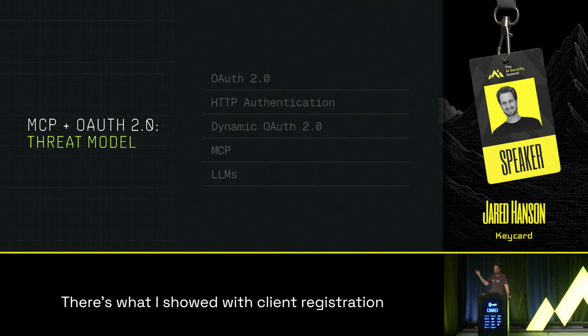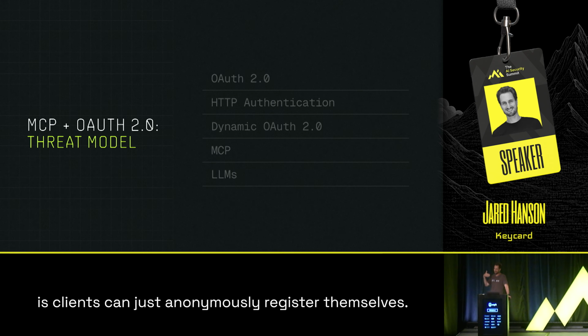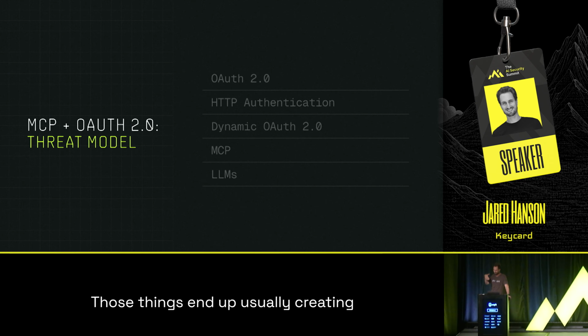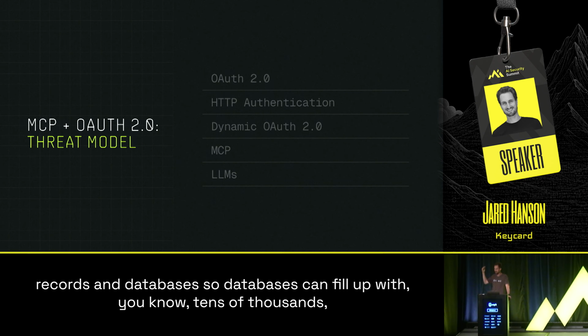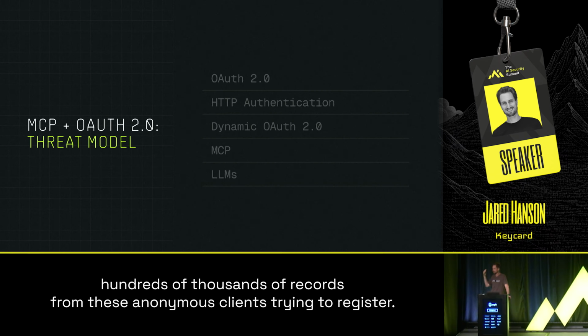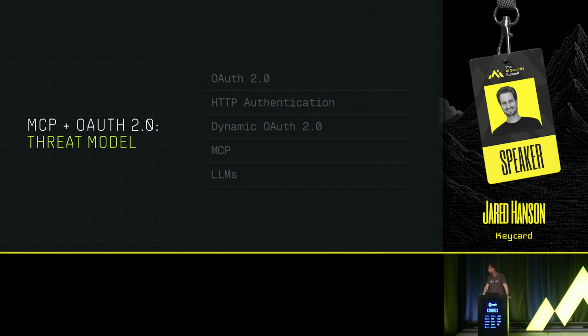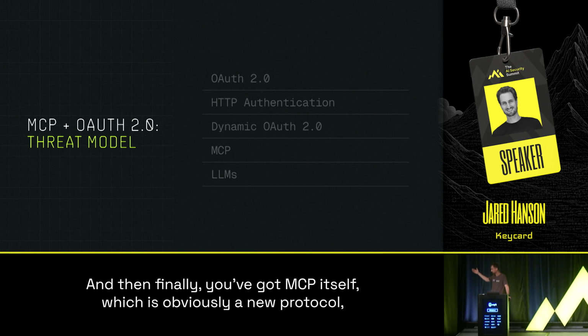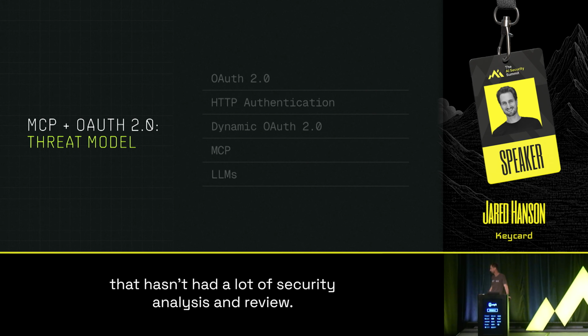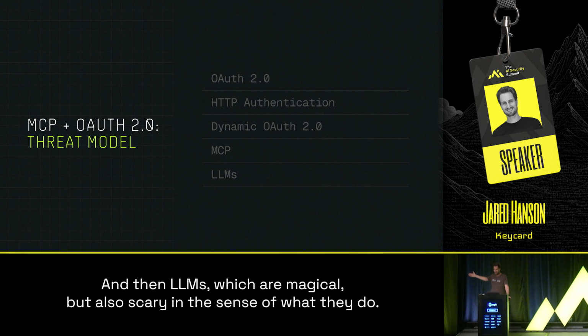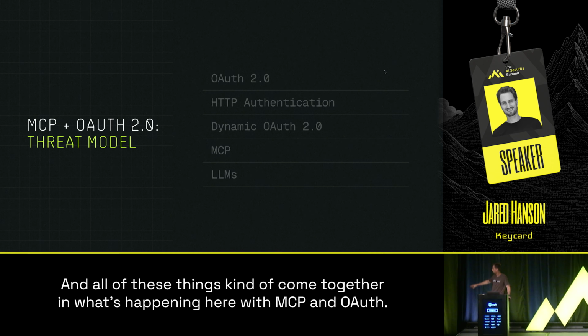There's what I showed with client registration is clients can just anonymously register themselves. Those things end up usually creating records in databases. So databases can fill up with tens of thousands, hundreds of thousands of records from these anonymous clients trying to register. That creates all sorts of denial of service and resource exhaustion attacks, and things to consider around that. And then finally, you've got MCP itself, which is obviously a new protocol that hasn't had a lot of security analysis and review. And then LLMs, which are magical, but also scary in the sense of what they do. And all of these things kind of come together in what's happening here with MCP and OAuth.